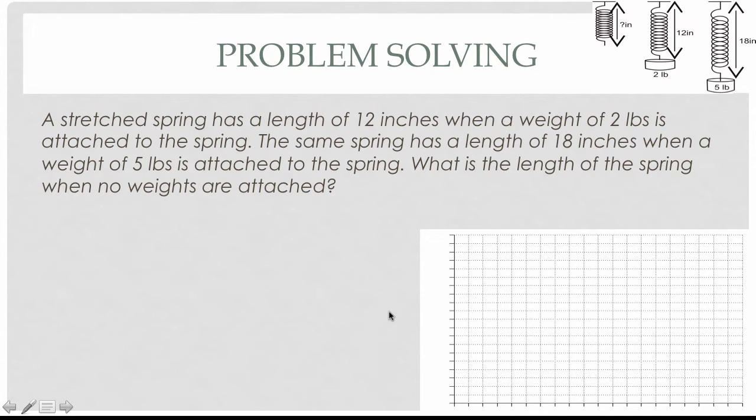Okay, here's our last problem. We got a problem-solving thing here. We have a spring that if I stretch it out, has a length of 12 inches when I put a 2-pound weight on it. We can see that picture right here. So there's my spring, stretches out a little bit more. I put a weight on it, 2 pounds, and it's 12 inches long. The same spring has a length of 18 inches when I put 5 pounds, right? A little bit heavier up here, so it stretches out a little farther.